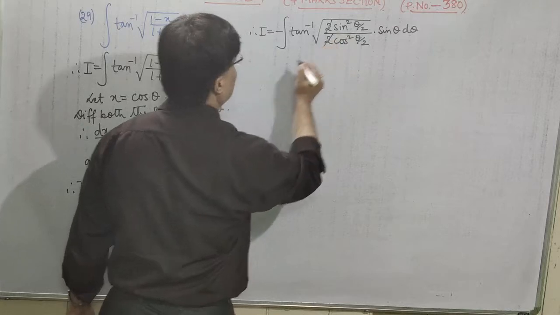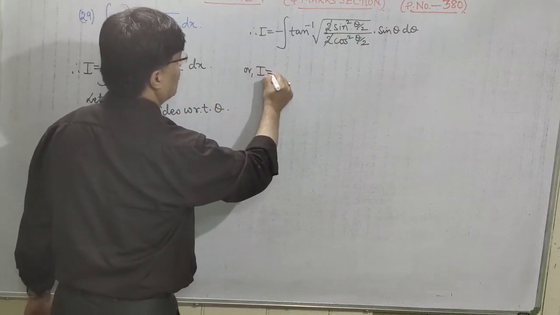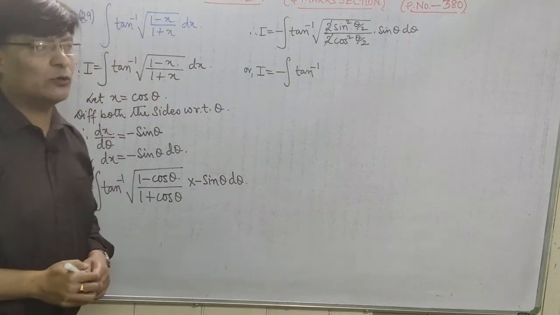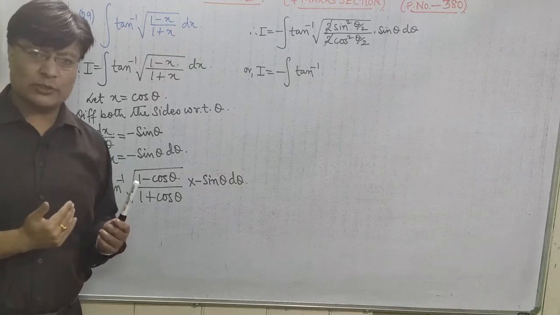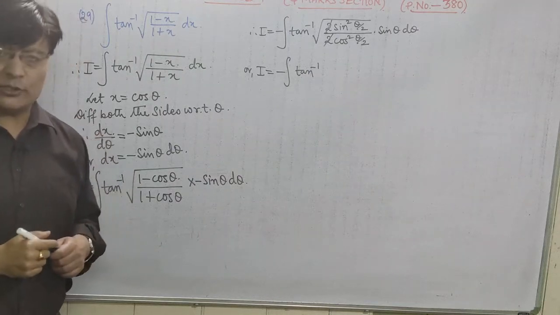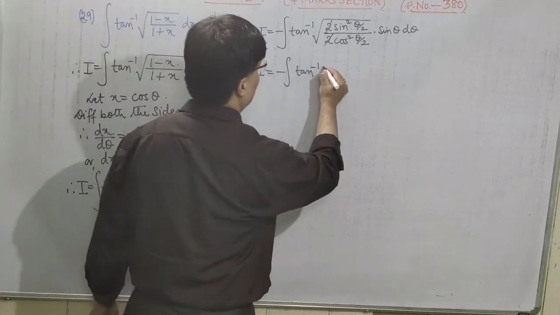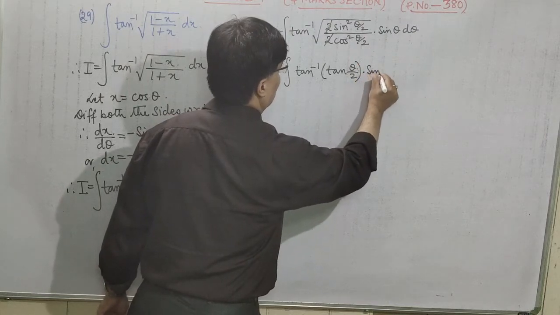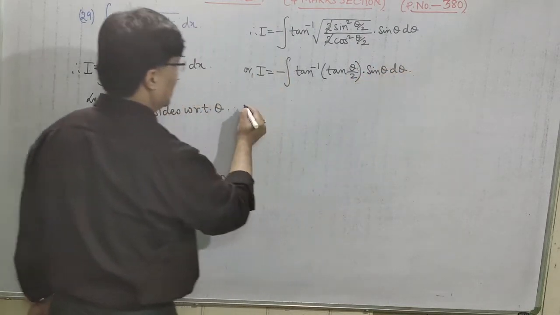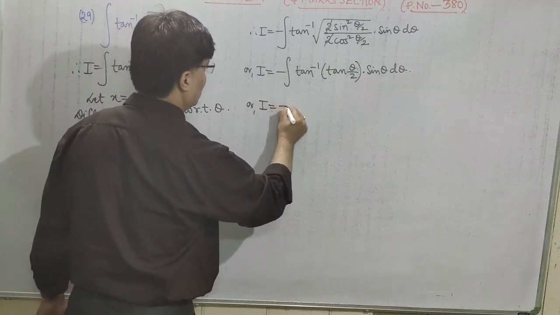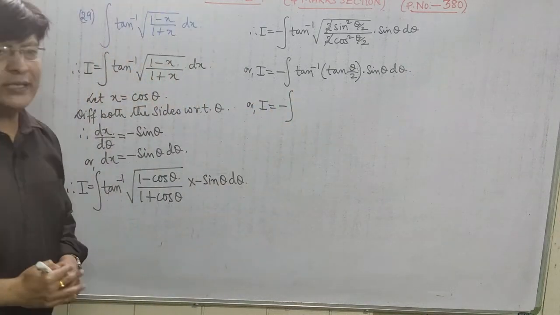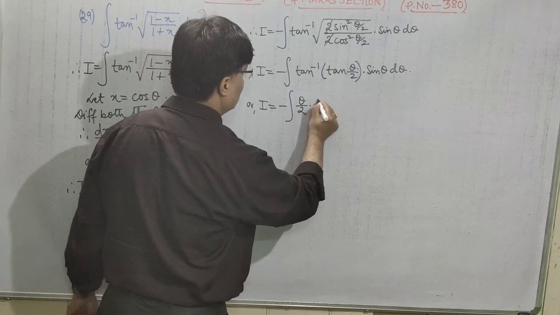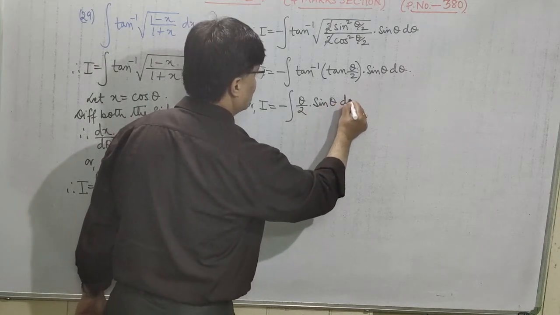So here 2 gets cancelled, or I is equal to minus integration of tan inverse. Within square root there is sin square theta by 2 divided by cos square theta by 2. That is root over tan square theta by 2. What is square root of tan square theta by 2? That is tan theta by 2, into sin theta d theta, right? So I is equal to minus integration of, what is tan inverse tan theta by 2? This is theta by 2 into sin theta d theta.